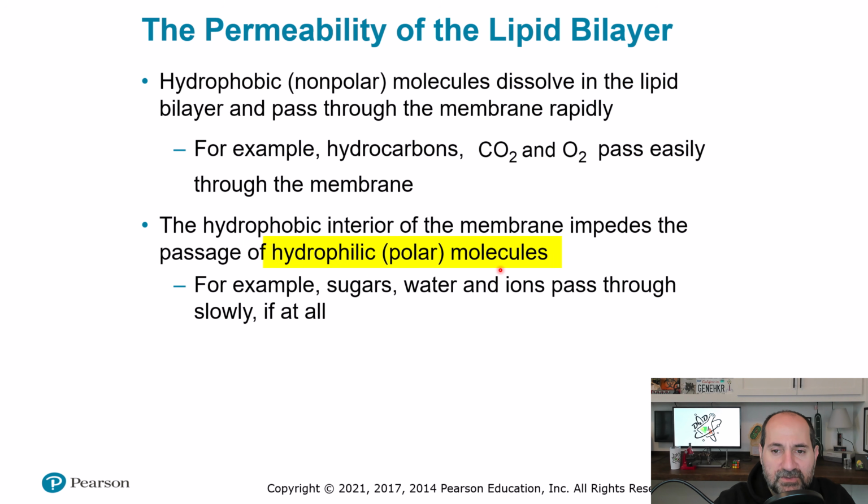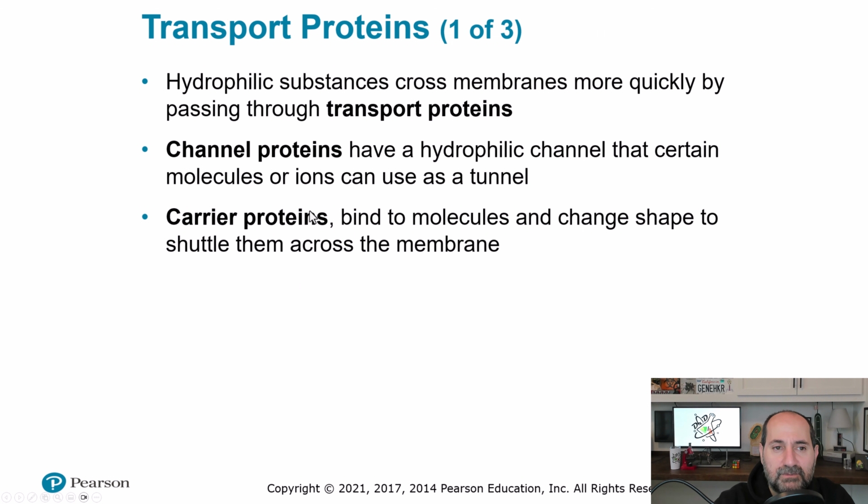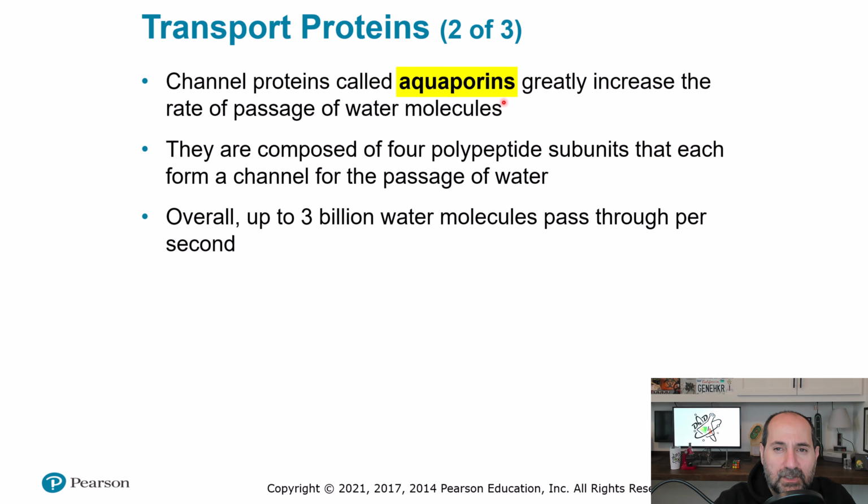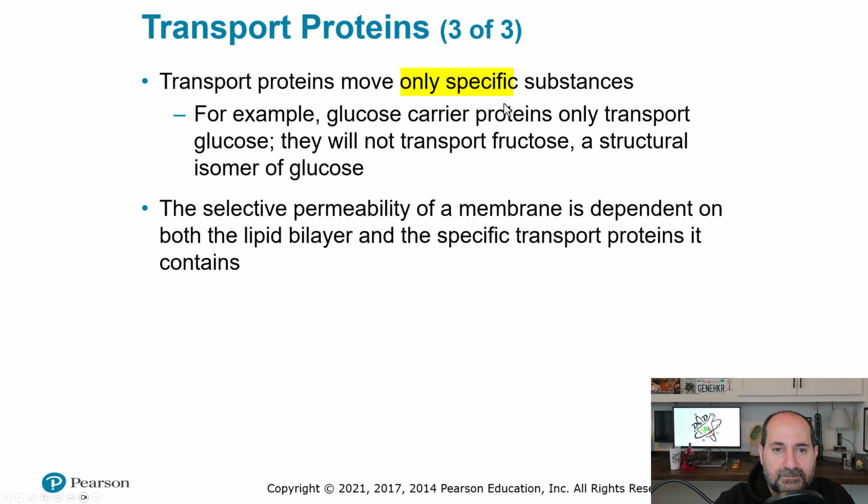However, polar substances like sugars and water do not pass the membrane easily at all, and especially ions. Remember, cations and anions like sodium cation or chloride anion. These things do not cross the membrane. Okay, we need to know the difference between a channel protein and a carrier. Remember, channels are simply pores, while carriers change shape to accommodate the substance that's crossing the membrane. Remember that aquaporins are channel proteins for water.